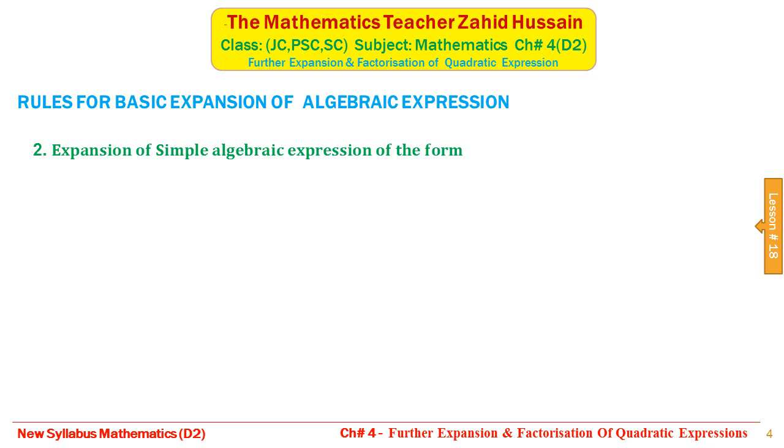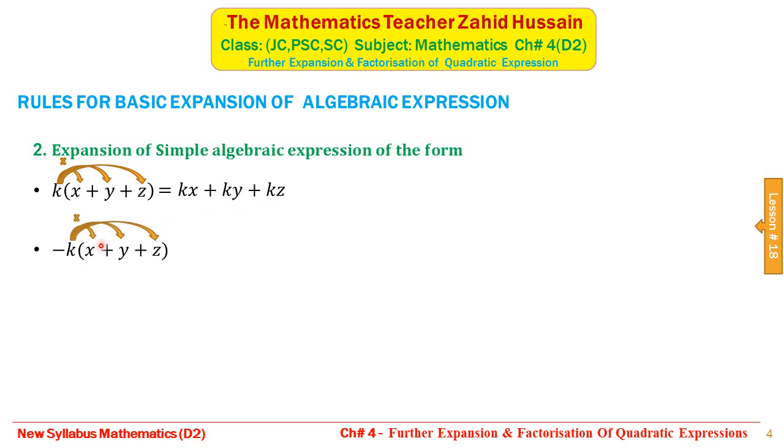Expansion of simple algebraic expression of the form. This is what we have studied in chapter number 3. If there is an expression within the bracket and outside the bracket there is a letter or number, what we will do, we will multiply this number or letter outside the bracket with each term within the bracket, like this. We will multiply this k with x, k with y, k with z, and we will get kx, ky, kz.